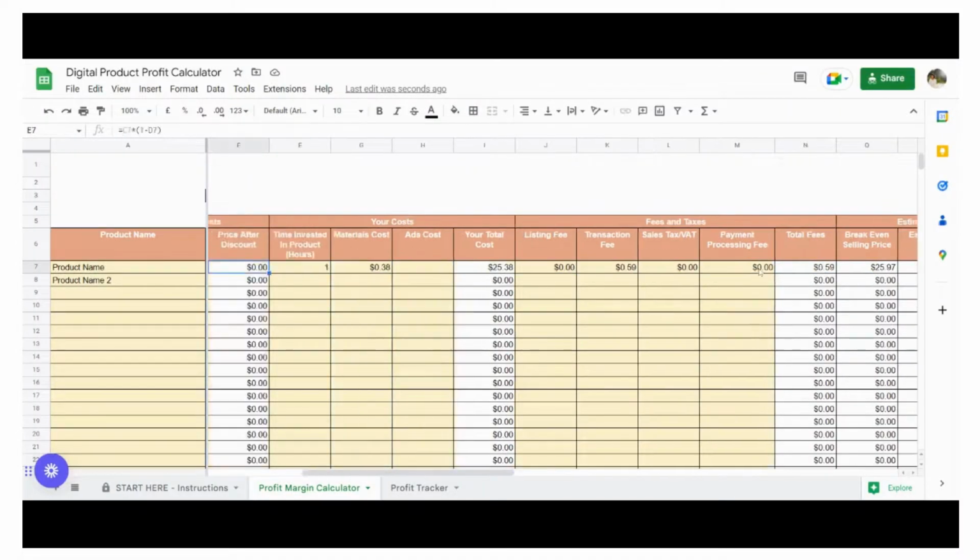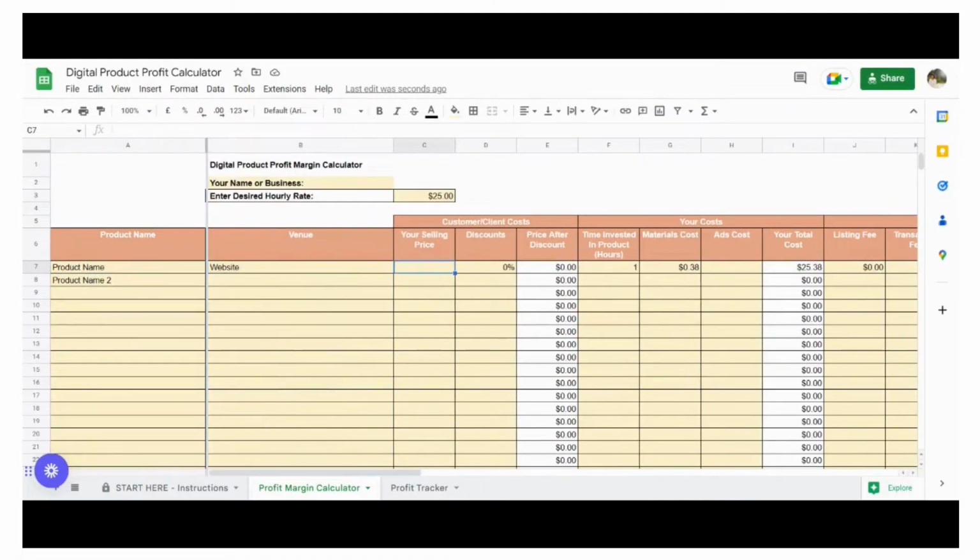Now you might say, I don't really want to break even. Maybe you want to get back $5 or $10 for every product that you sell. Well, you can add that on and then use this column to mark your actual selling price, and you will see that the calculator will return your estimated profit.